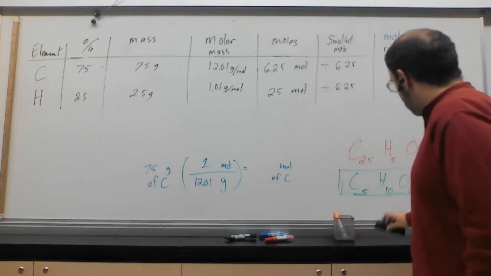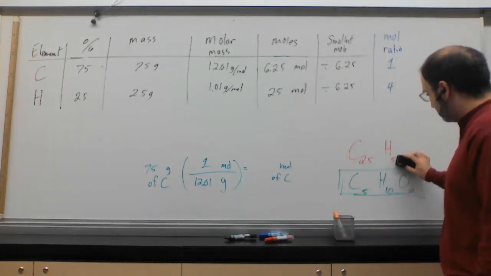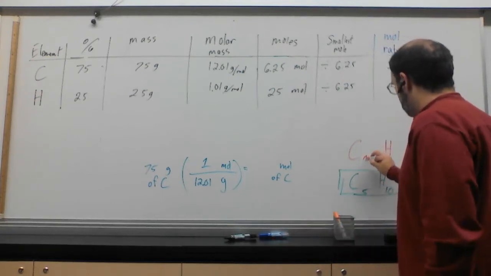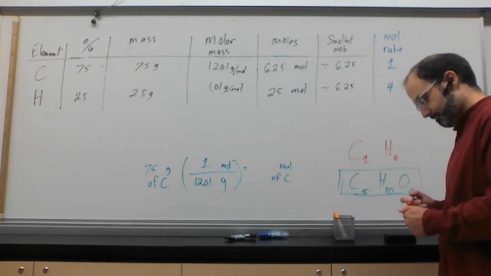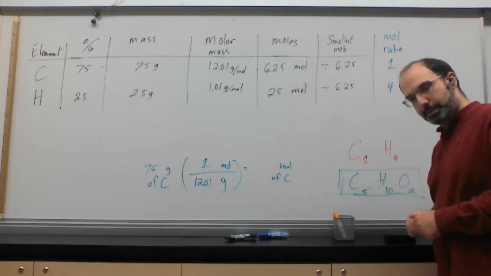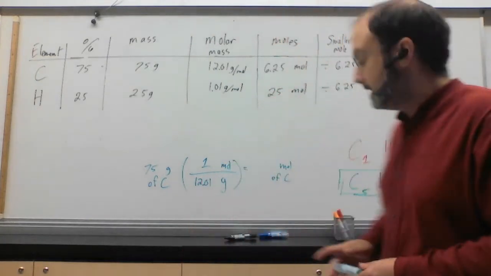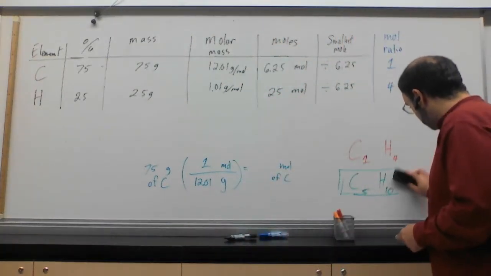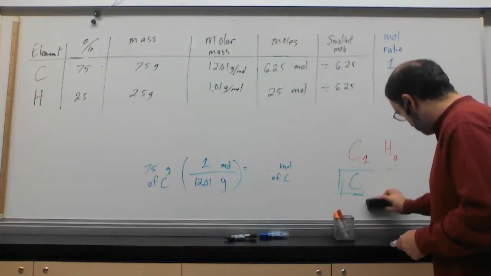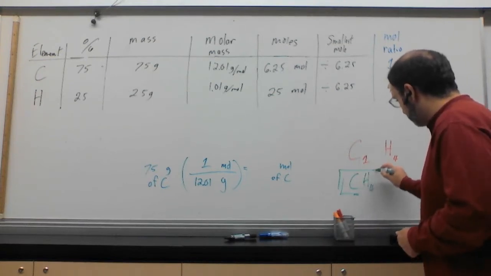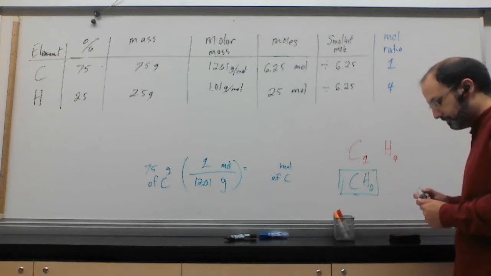So my empirical formula is going to look like 1 to 4. These are both whole numbers. I don't have to multiply by anything. There's no decimals for me to get rid of. So the final answer here is going to just simply be CH4, because we don't normally put ones.